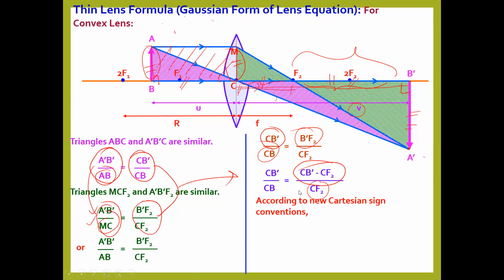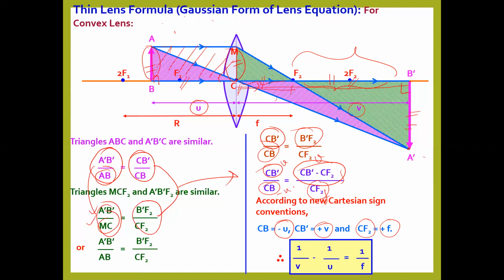And now let us see what those things are. CB is equal to minus U, so we will put minus U here. CB prime is the plus V, we will put plus V here. CF2 is the plus F. So we will put F here, V here, minus U here. So the final equation will take a form like this. Let us do minus V by U equals V minus F by F.